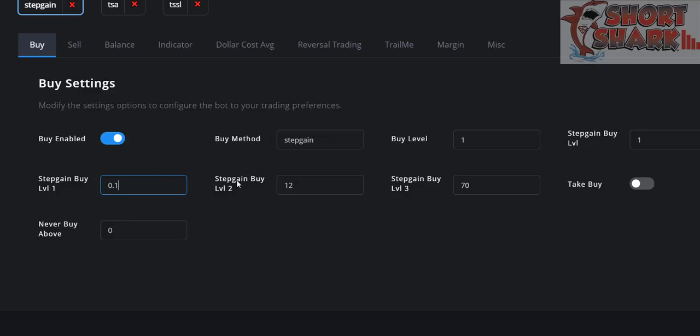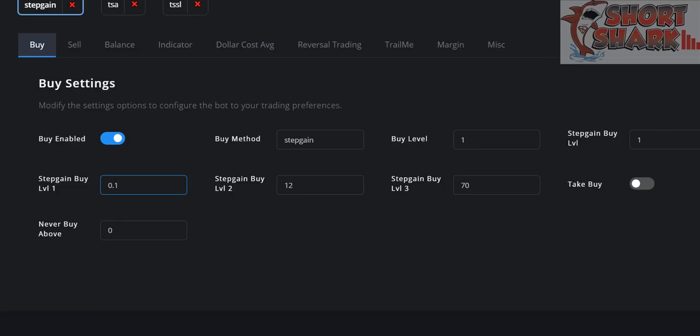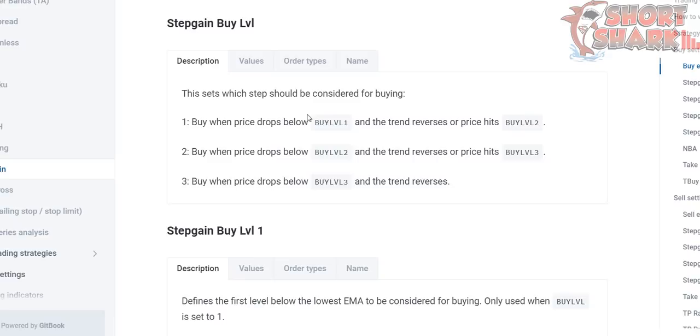All right, so for right now, we'll just ignore the secondary boxes and all that kind of stuff. But just so you get an idea of what we're talking about, buy 2: if you were to put a 2 in this box, it's going to buy when the price drops below buy level 2 and the trend reverses, or hits buy level 3, which is the same thing as 1, because it's only using 2 of the boxes.